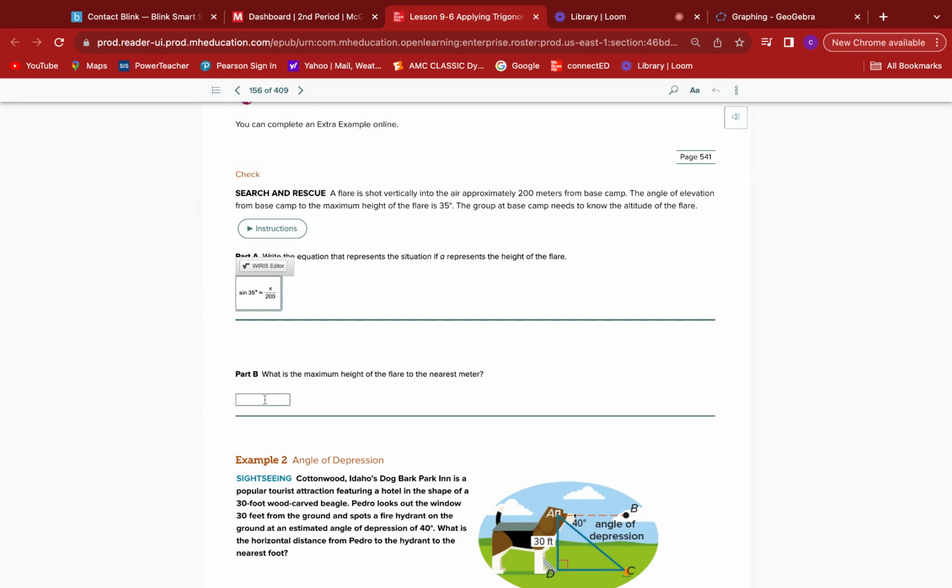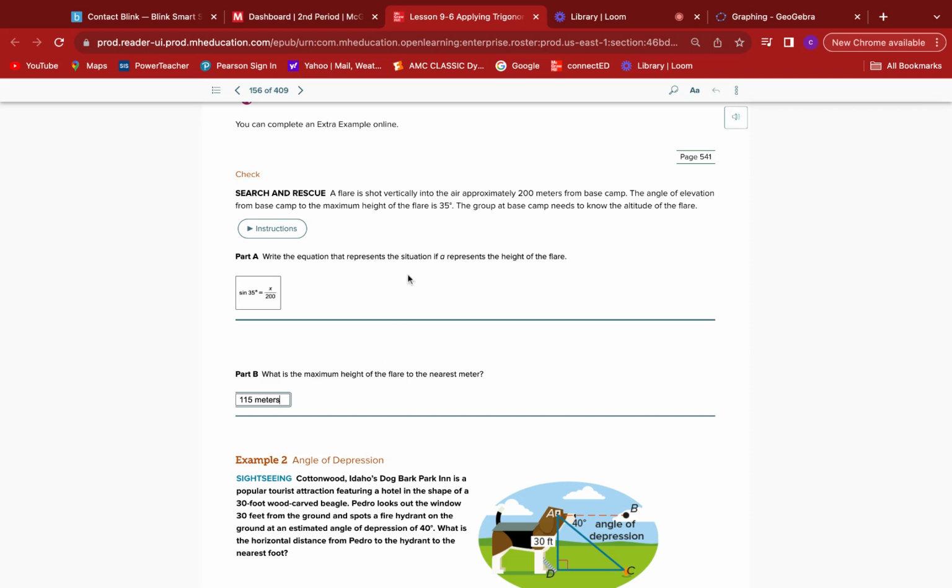All right, what's the maximum height? Okay, so here's how we're going to solve it. The opposite of dividing by 200 is to multiply by 200. So you're going to take 200 multiplied by the sine of 35. And that's going to be approximately, to the nearest meter, 115. The reason why is because the 7 after the decimal point in the tenths place makes the 4 round up to a 5. To the nearest meter is 115 meters. Okay, so that's a little confusing.